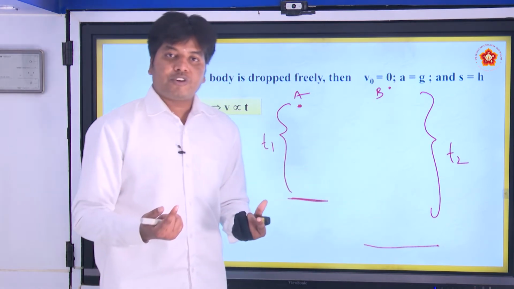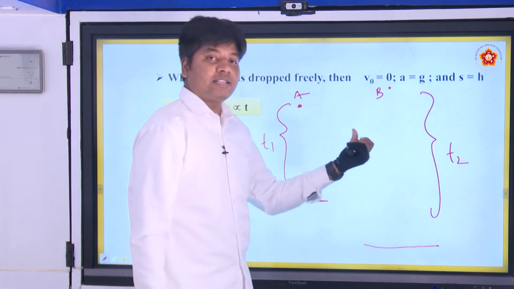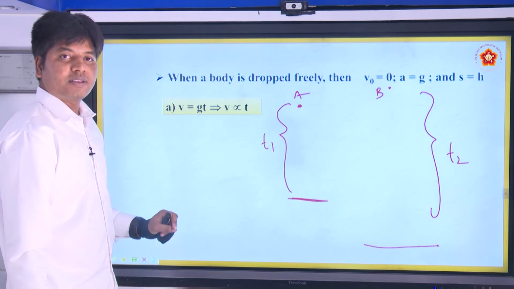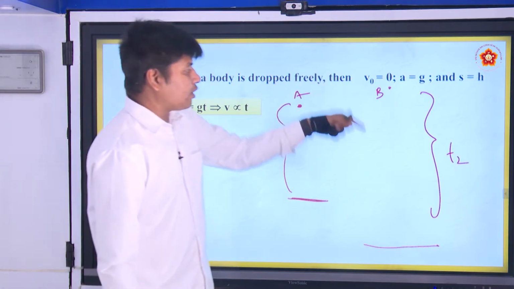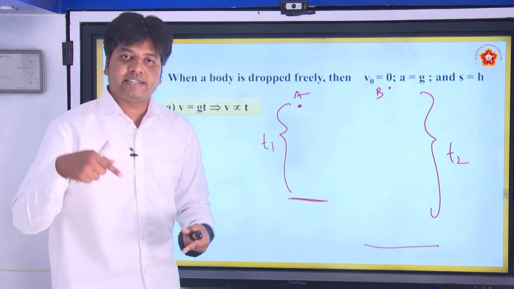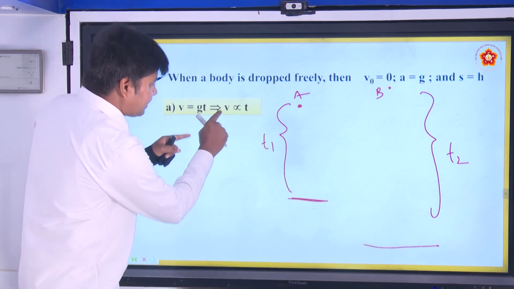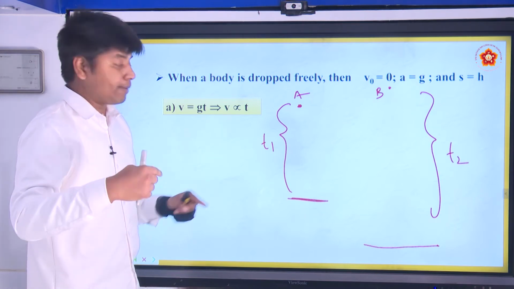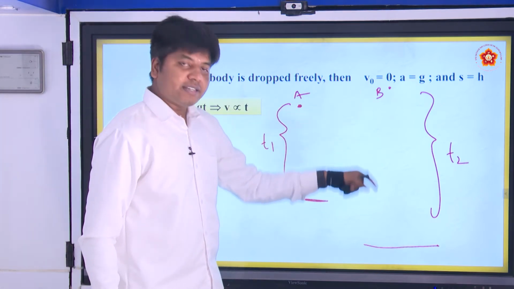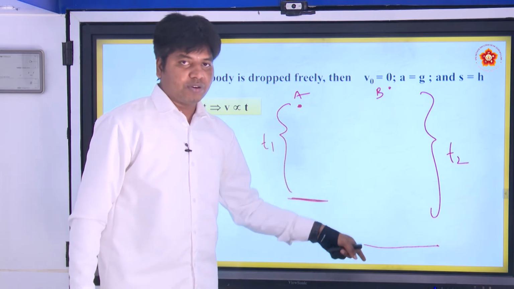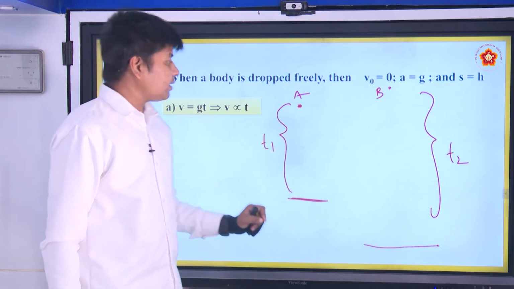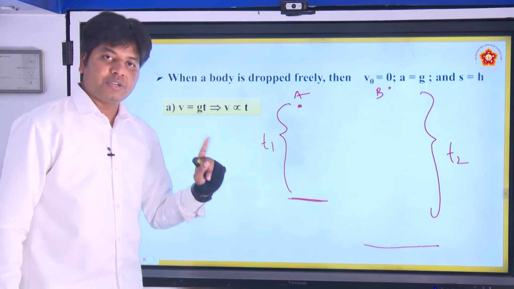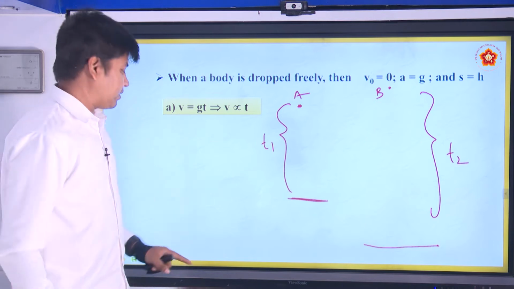For that much amount of time, it is pulled by the acceleration due to gravity with proportionality constant g, right? The more time it is falling, the more velocity it is acquiring as it reaches the ground. So V is directly proportional to t. As the time of flight, or time of descent, increases, the velocity also increases. Descent means it is coming down from the highest point. This is a basic intuitive thing.